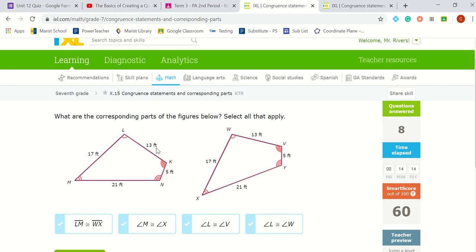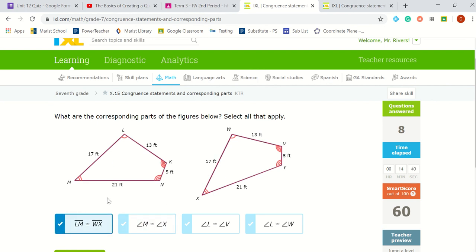Ooh, okay, arcs, same idea. 1 arc congruent to 1 arc, 2 arcs congruent to 2 arcs, 3 arcs congruent to 3 arcs, 4 arcs congruent to 4 arcs. We don't know what these angle measures are. We did not know what the side lengths were in the previous slide, but we do know what is congruent to what. So first off, LM, that is right here, 17 feet. Is that congruent to WX? WX is 17 feet. So those are congruent.